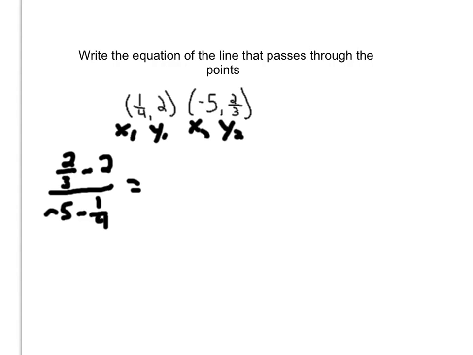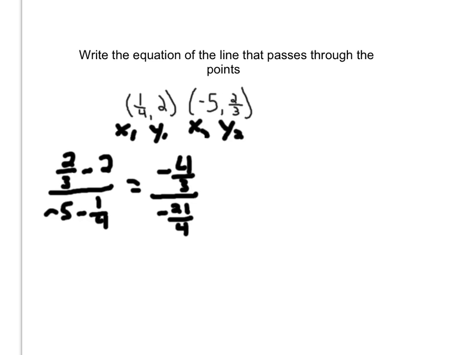Okay, so 2/3 minus 2, well, that is -1 1/3, which is the same as -4/3, over -5 minus 1/4 is -5 1/4, which is -21/4. Now we can't possibly write a slope like this, so now we just got to know what fractions mean.